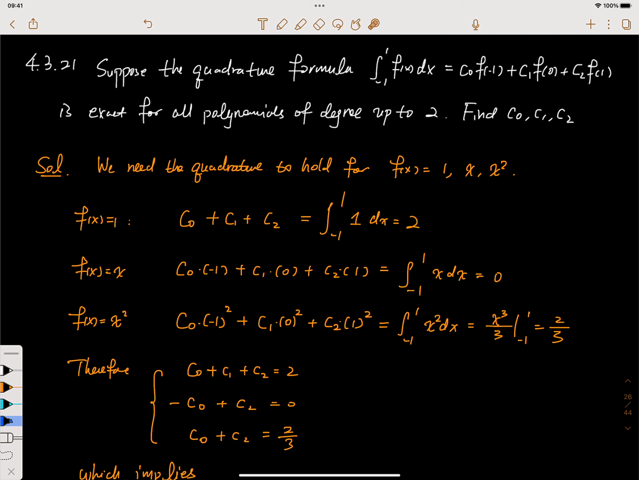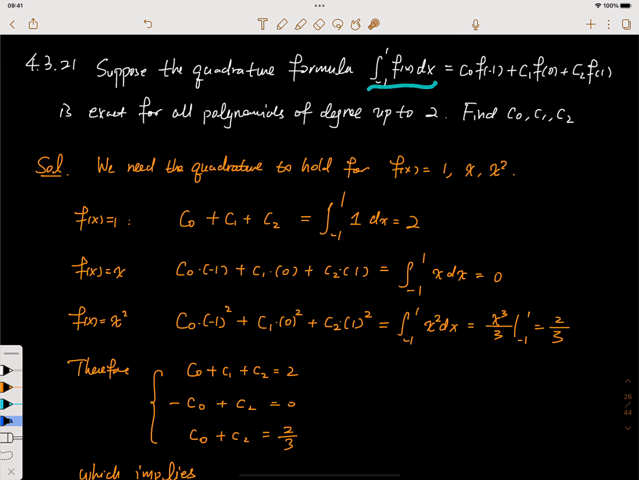That means we want this equation to be true for f of x equal to 1, x, or x squared, because all the polynomials of degree up to 2 can be represented as a linear combination of the 3 basis polynomials. So we just need to plug in f of x equal to these 3 and check what the values of those c should be. When f of x is 1, then on the right hand side f is a constant 1, so this just becomes c0 plus c1 plus c2.